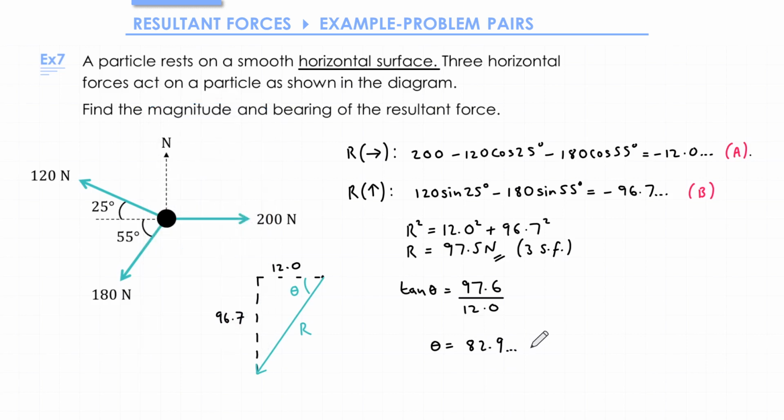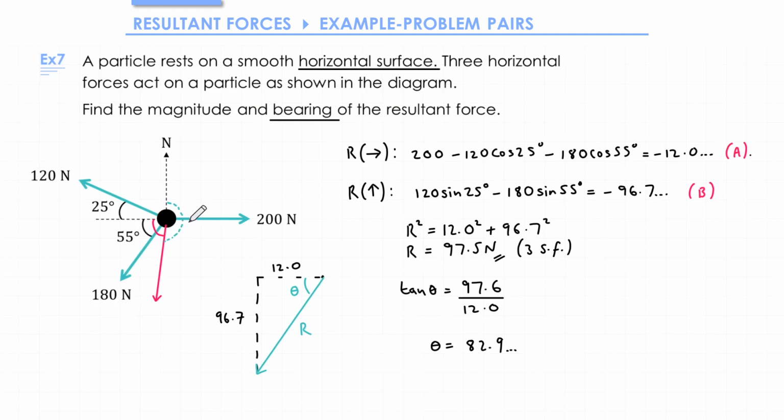Notice that I've not rounded this answer yet because I'm trying to find the bearing. So this force is acting at an angle of 82.9 to the horizontal. As this angle is 55, it must be steeper than that, so it's going to come down here, where this angle in red is 82.9 degrees. But remember, I'm trying to find the bearing. Bearings are always measured clockwise from north. So starting from north, the angle I would like to measure goes around here.